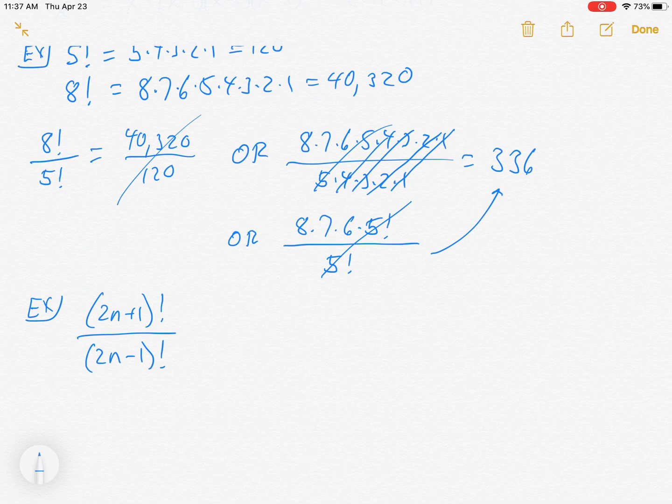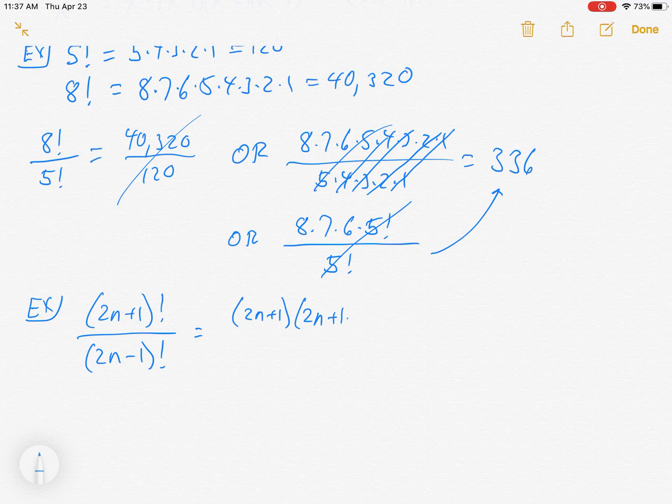Now there's some in your homework, I'm sure, that look like this as well. They probably have a disclaimer here that n is bigger than 0, or 1 or greater, something like that. So what would this be?